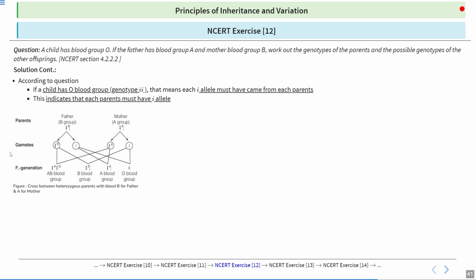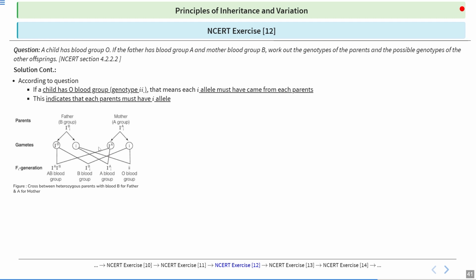Both the parents should have at least one small i allele. So we can see this image and understand this concept. These are the parents, father and mother. Father has blood group B, mother has blood group A, or you can write the opposite of this also. Father can have A blood group or mother can have B blood group. Clear? Now the genotypes should be IB i and IA small i.